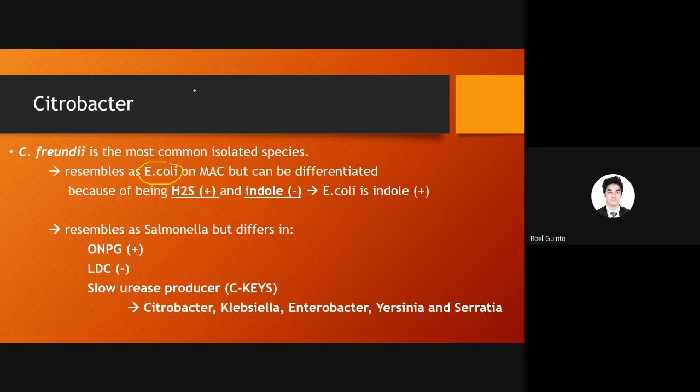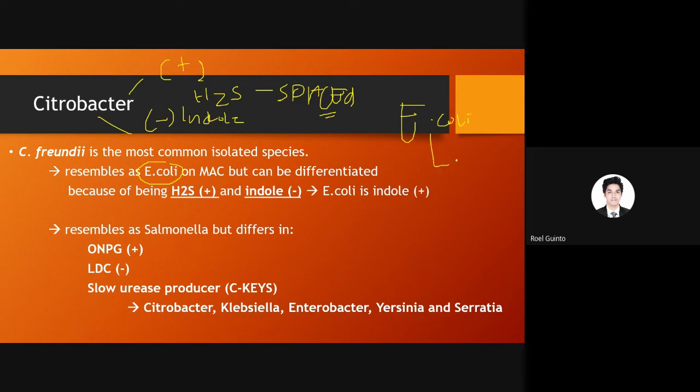Kasi guys, in H2S, Citrobacter is positive. Kasi nga kasama siya sa ating mnemonics, yung SPACE. While E. coli is negative. Pero daw, in indole test, Citrobacter is negative in indole, while E. coli is positive in indole and negative in H2S. So guys, doon pala magigets nyo na. Paano natin ma-differentiate yung mga microorganisms?